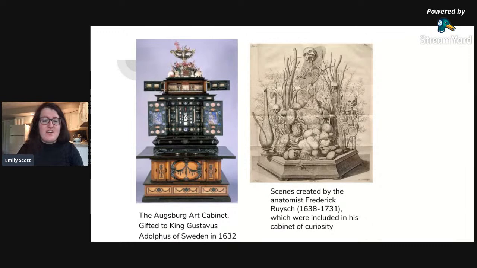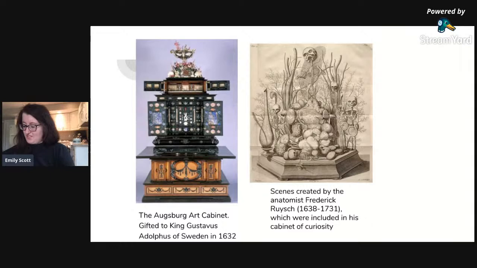This is another cabinet of curiosity called the Augsburg Art Cabinet, which was gifted to King Gustavus Adolphus of Sweden in 1632. So this is what we would call an art cabinet. It was designed by Philip Hainhofer. Its components were built and assembled by artists from 30 different workshops in Augsburg. And it was filled with objects from Hainhofer's own collection.